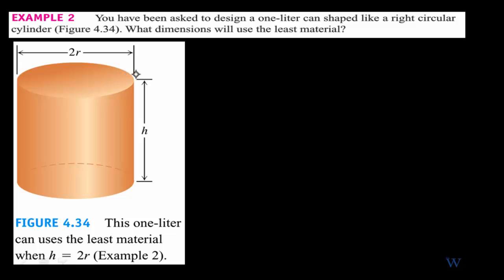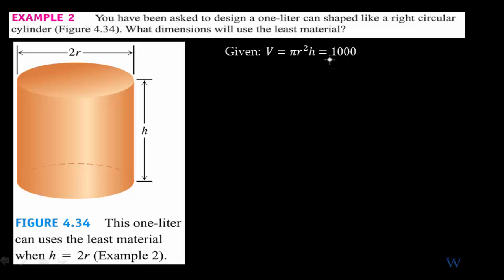So first of all, what's given? If this is 1 liter, what is the volume therefore? That would be 1000 ml. Okay, so the volume is pi r squared times the height equal to 1000. That's given. So that's kind of like a constraint in some ways. It has to be a 1 liter can.